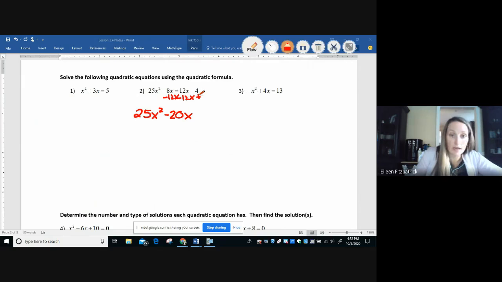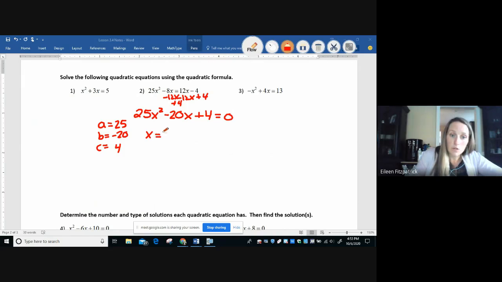I'm also going to add the 4 to both sides. So try and do two things at once. Add the 4 to both sides. So plus 4 equals 0. Now you can identify your A, B, and C values. A is 25, B is negative 20, C is 4.